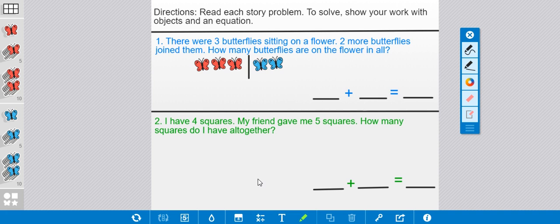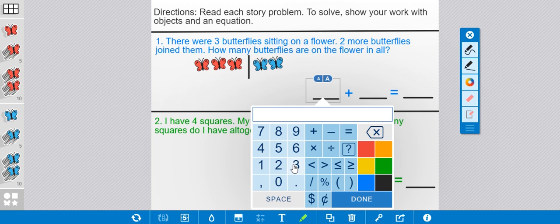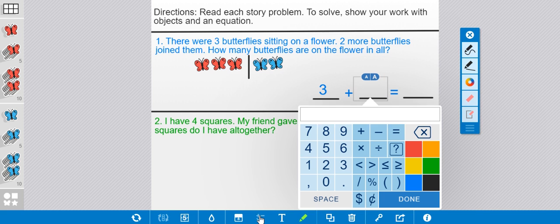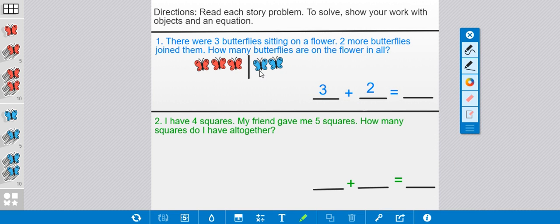So I'm going to click, and then I'm going to come down here and get my calculator tool so I can put a 3 here. And then I'm going to click done because that represents my 3 butterflies that were sitting on the flower. And now I need to show that 2 more butterflies came and joined them. So here I'm going to click, and then I'm going to come down here to my calculator and I'm going to push the number 2 because the 2 represents the 2 butterflies that came to join them.